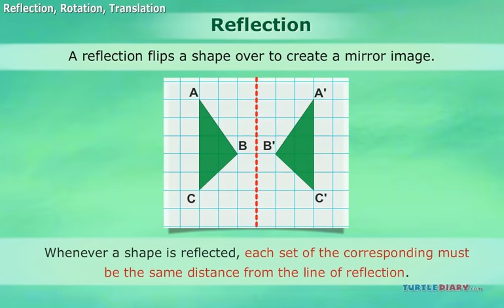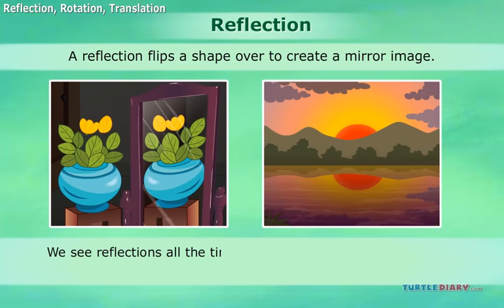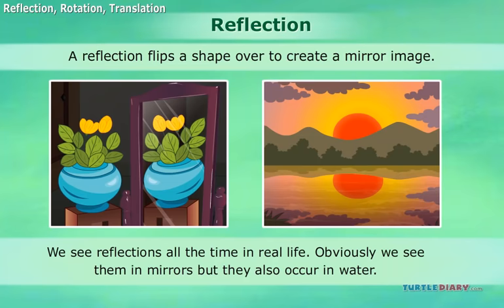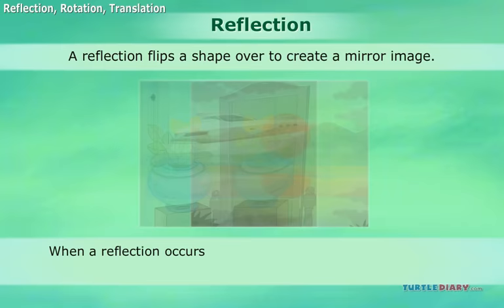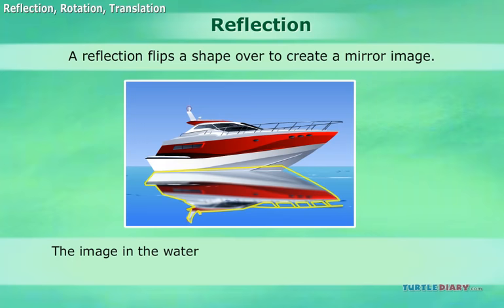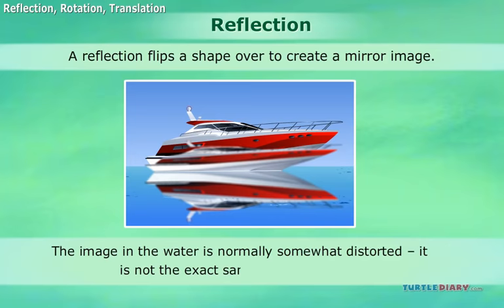We see reflections all the time in real life. Obviously, we see them in mirrors, but they also occur in water. When a reflection occurs in water, however, it is not a technical, mathematical reflection. Why not? Because the image in the water is normally somewhat distorted. It is not the exact same size and shape.